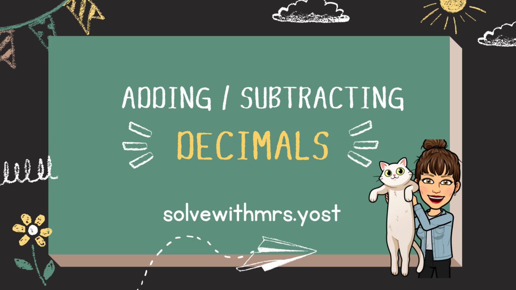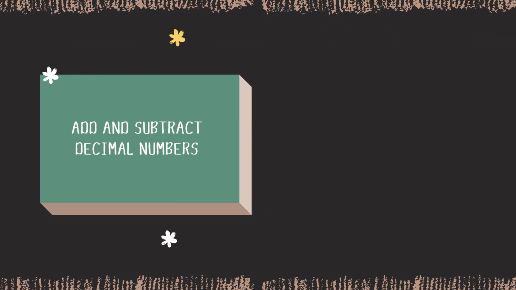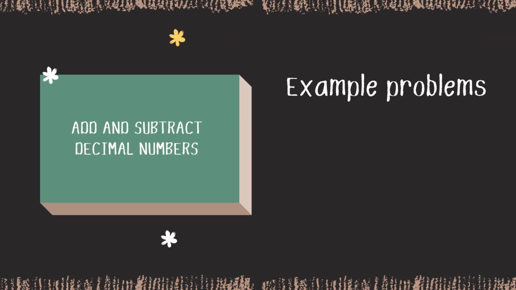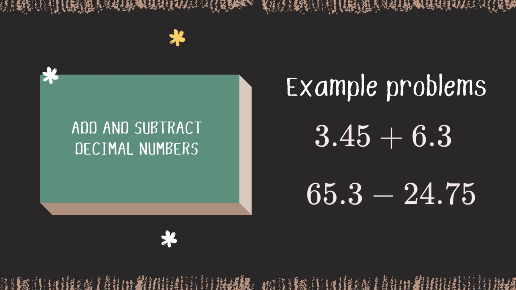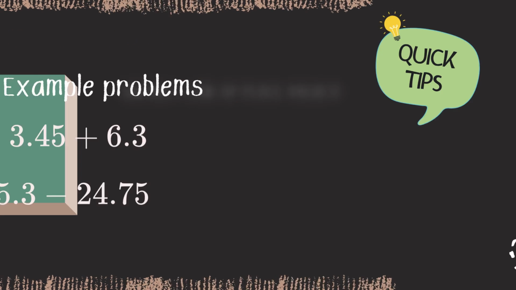Adding and subtracting decimals. Example problems: 3 and 45 hundredths plus 6 and 3 tenths. 65 and 3 tenths minus 24 and 75 hundredths.